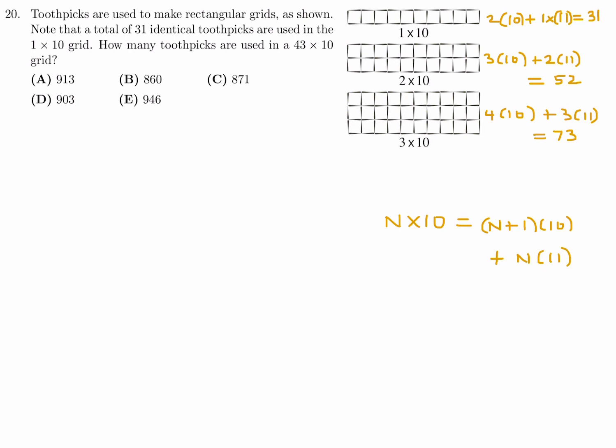And I hope, because I gave 3 examples, that you can see how I came up with that just by following that pattern. Okay, so if you're convinced that this is the formula, let's plug in 43. So 43 times 10, that kind of a grid. And n is now 43, so it would be 43 plus 1 times 10 plus 43 times 11. So this is 44 times 10, which is 440. 43 times 11 is 473, and then adding those together, you get 913. So 913 toothpicks are used in a 43 by 10 grid. So number 20, the answer is A.